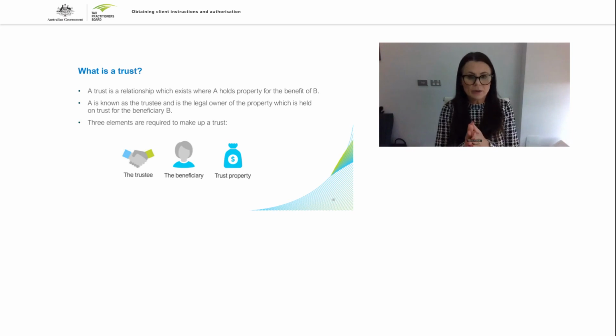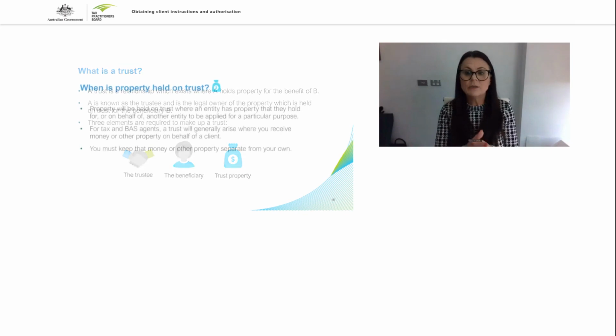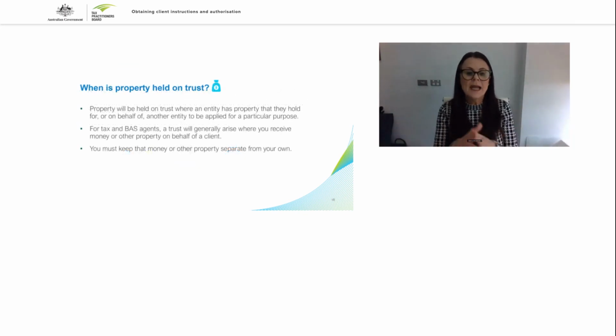So property will be held on trust where an entity, and that could include a registered individual, a company or a partnership, has property that they hold for or on behalf of another entity to be applied for a particular purpose. So that could be, for example, to pay a tax liability. For tax and BAS agents, a trust will generally arise where you receive money or other property on behalf of a client, and so you are then required to keep that money or other property separate from your own money or property.